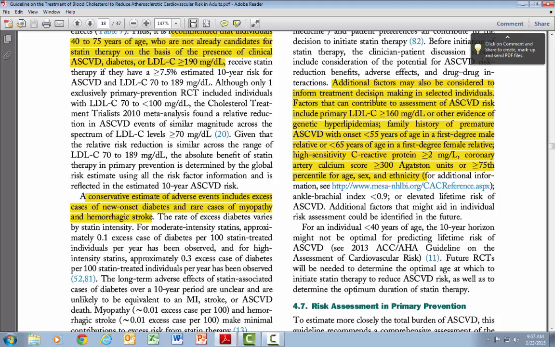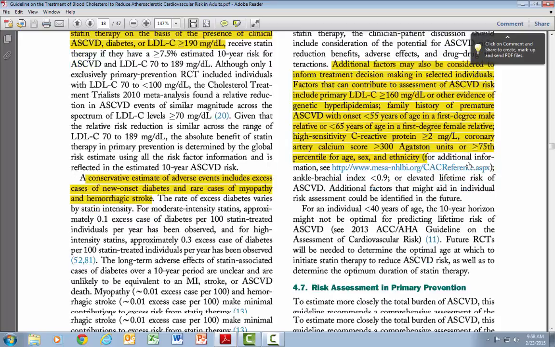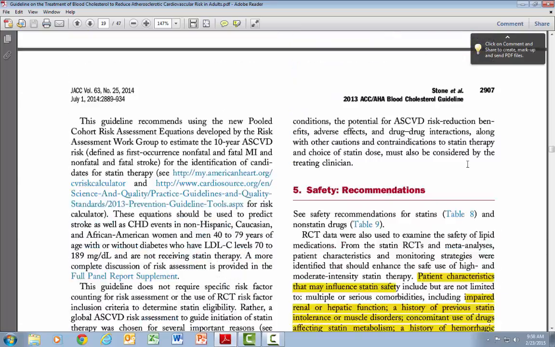Additional factors that must be considered, factors that can contribute to CAD risk, include LDL greater than 160, any genetic hyperlipidemia, any family history of premature death, which was already discussed in the ATP3 guideline, C-reactive protein more than 2, any coronary artery calcium level more than 300 Agatston units or a score more than the 75th percentile. This is high risk for death.